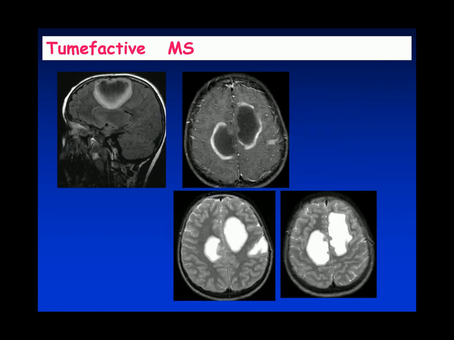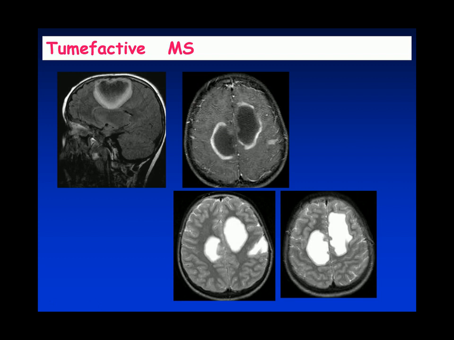Tumefactive multiple sclerosis, very typical case. You see this large lesion looking like a brain tumor, multiple brain tumors in that case, but the clue is on contrast enhancement. If you inject contrast, you see this incomplete ring enhancement. At the border between the white matter and the gray matter, there is no enhancement of the lesion. And this is typical of tumefactive MS.